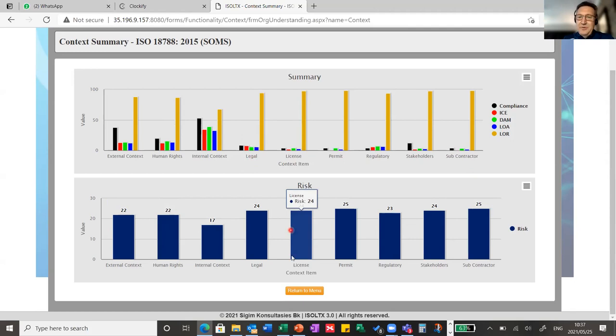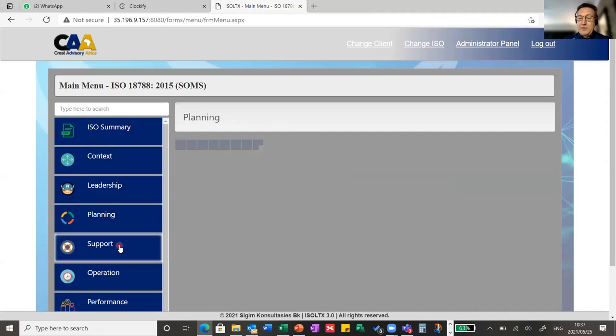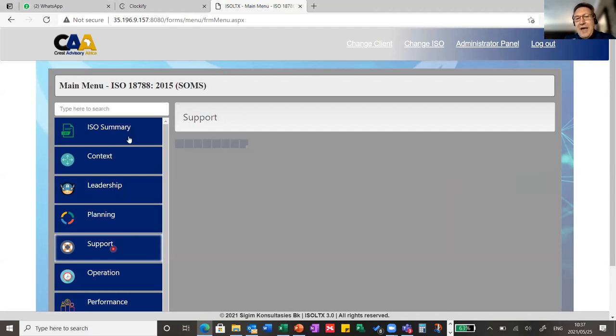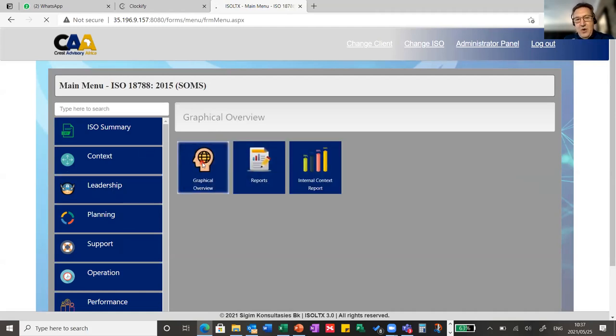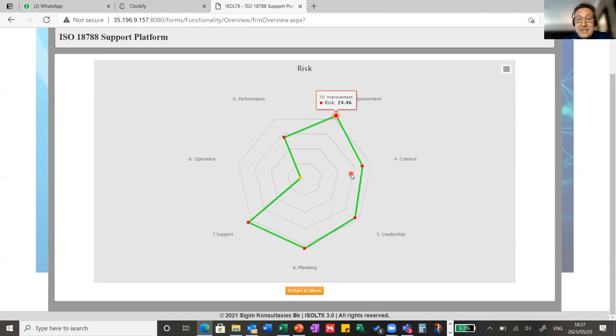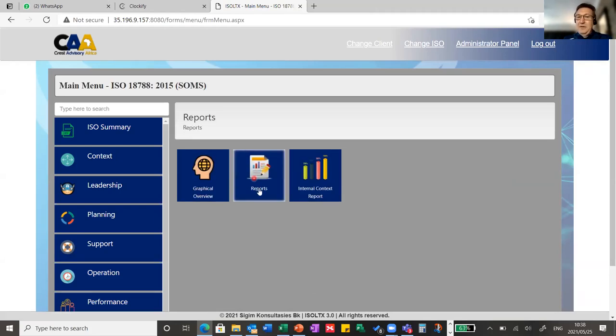And we can go and do the same in your leadership, the planning, your support, because everything is built on a Microsoft platform. So it is so easy. We are getting all these things that we need to have. You're going to ask me now, how do we report? Very, very easy. We've got firstly a spider graph that we can show you what is the status at the moment.